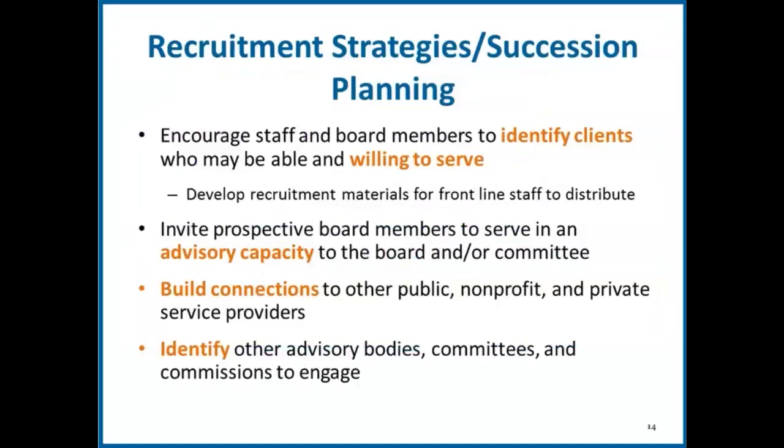So now I want to talk about some of the strategies for recruitment and succession planning. And again, this is one of the things that your Board Governance and Development Committee would talk about. You would want to make sure that you've got these strategies in place for getting that next group of board members seated.